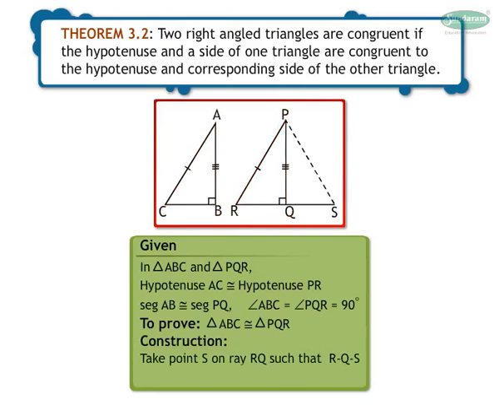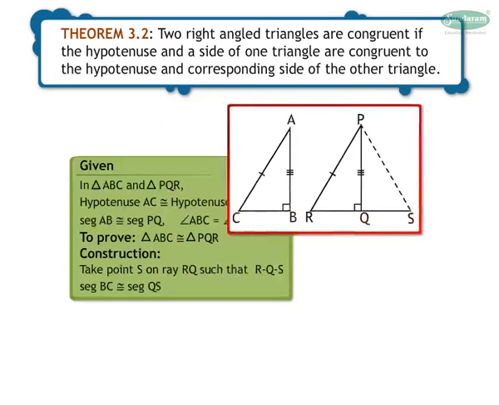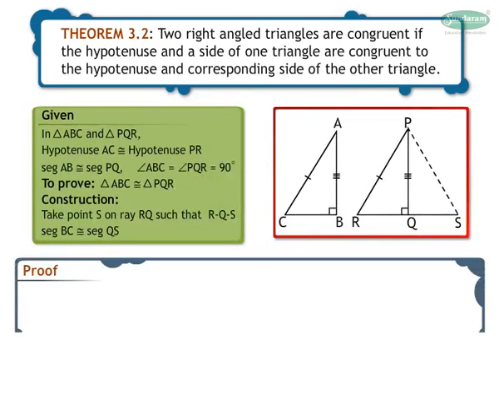Construction. Let us take point S on ray RQ such that point Q is in between R and S, and segment BC is congruent to segment QS. Let us see the steps of the proof.